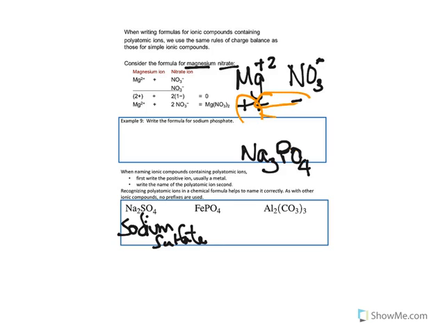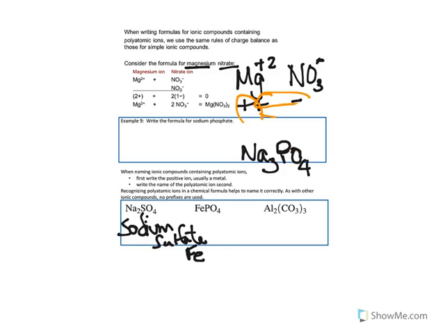Fe stands for iron. Iron is a transition metal. When we name something with a transition metal, we must indicate the charge. How can we do that?